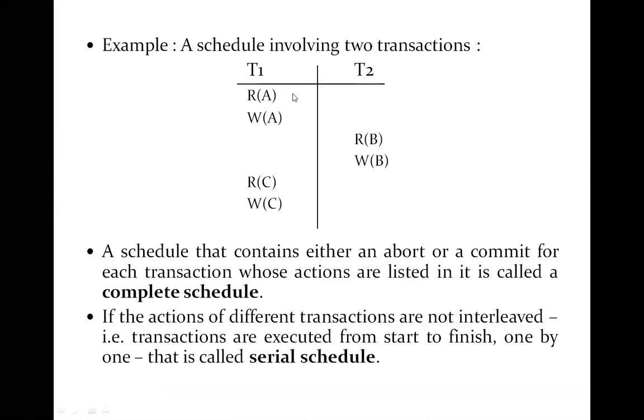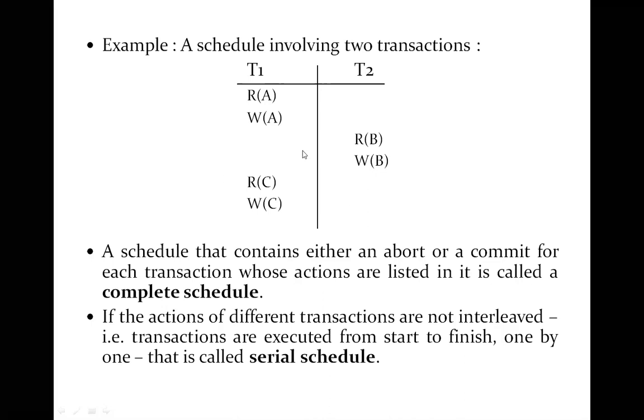So first of all, whenever T1 is executing, RA means reading of A, then writing of A, then reading of C, then writing of C. Then in transaction 2, we have reading of B and writing of B. So this is a kind of schedule. This is how T1 will execute row by row, and how T2 will execute. First, it will read A, then write A, then read C, then write C. Then T2 will read B and write B. So this is an example of a schedule in which two transactions are executing.